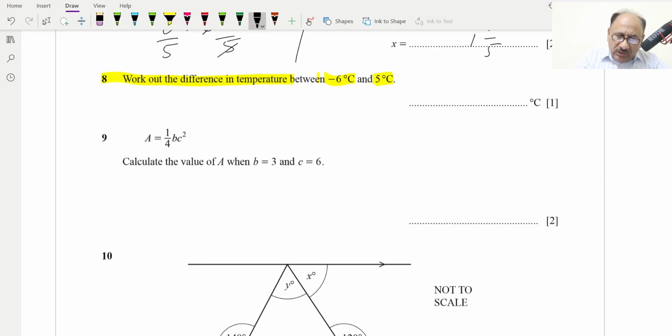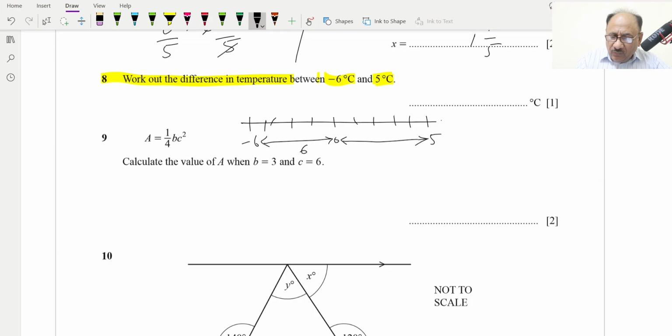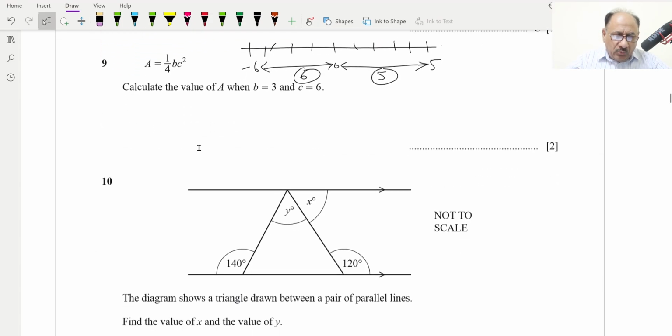And we know that if we draw a number line, this is 0, -6 is over here, and we can write 1, 2, 3 here, and this will be 1, 2, 3, 4, and 5. So from -6 to 0 will be 6, and from 0 to 5 will be 5. So the total will be 6 plus 5, which is equal to 11. So we can write 11 degrees Celsius. Question number 9.